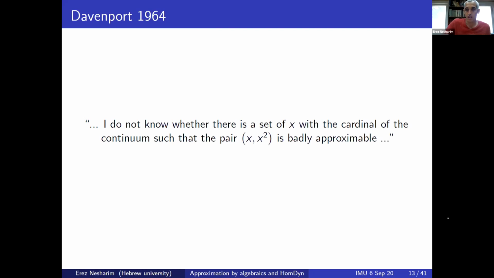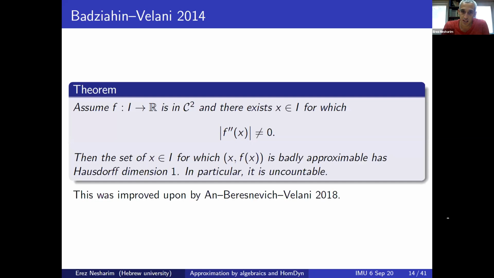So this was a hard problem, and it was solved 50 years later by Badziahin and Velani, who proved that whenever you have a non-degenerate curve, let's say a C2 function from an interval to R such that the second derivative doesn't vanish at some point, then there are many numbers for which (x, f(x)) is a badly approximable vector. In fact, the Hausdorff dimension of those numbers is one, so in particular, it is uncountable.